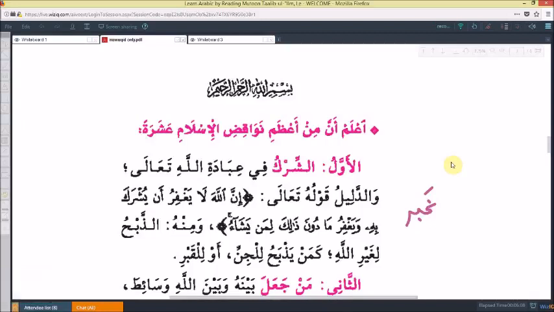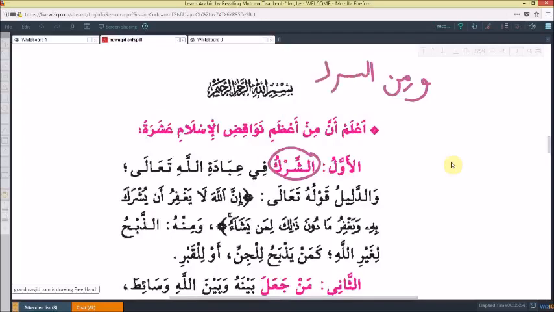وَمِنْهُ, and from it, going back to shirk. If we were to write it back, we say وَمِنْ shirk. فِي إِبَادَةِ اللَّهِ تَعَالَى. الذبح, from ذبح يذبح, meaning to slaughter. To slaughter.